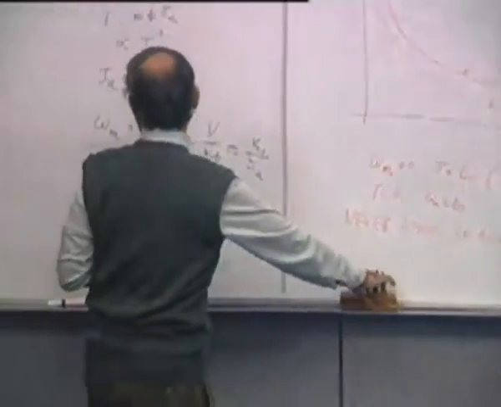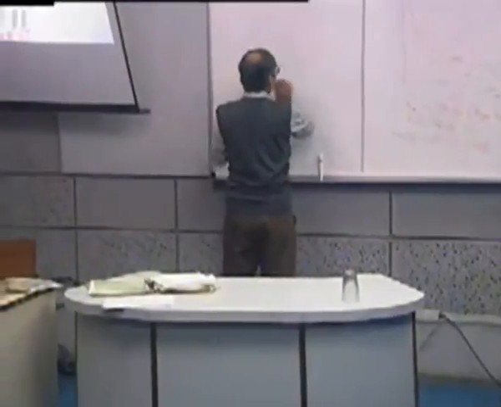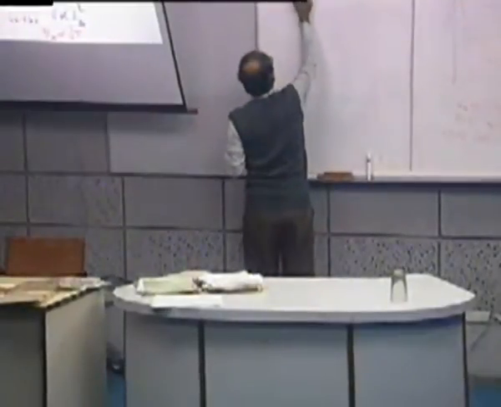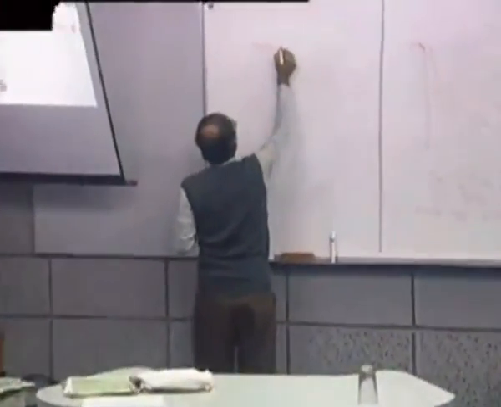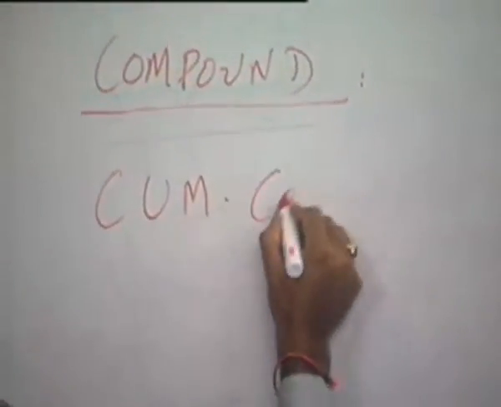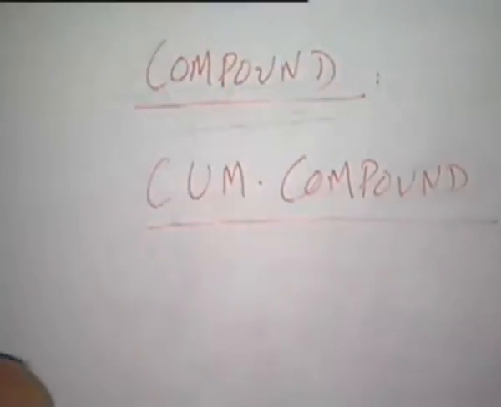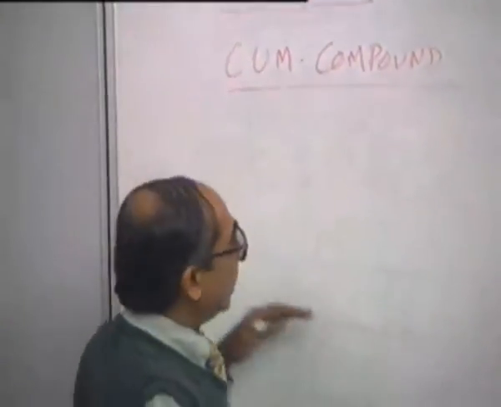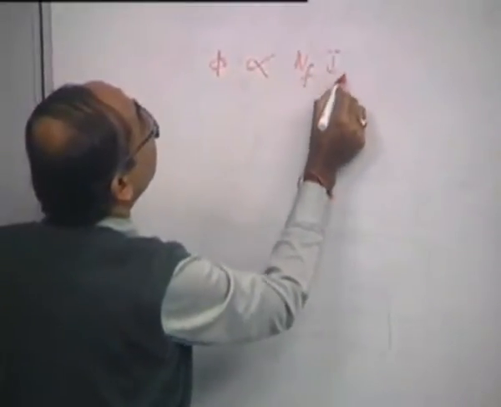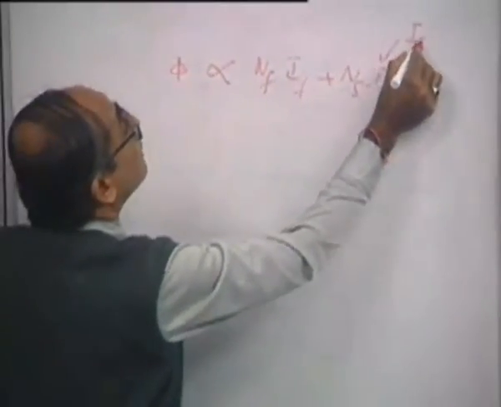Okay, the next one is compound. Again on load there will be armature reaction effects. So let us say cumulative compound. That is the series characteristics plus shunt characteristics. So here the net flux will be proportional to NFIF plus NSIS, and this of course is proportional to IA.